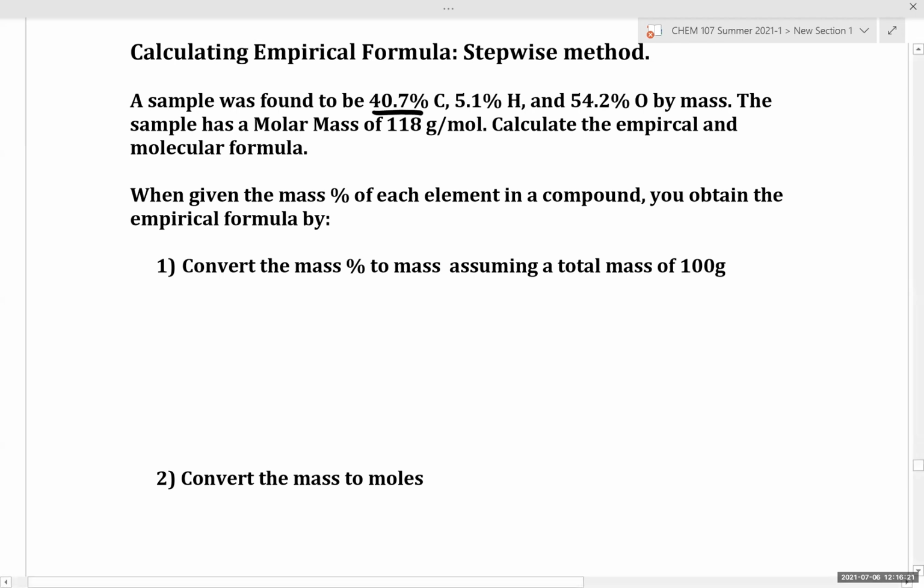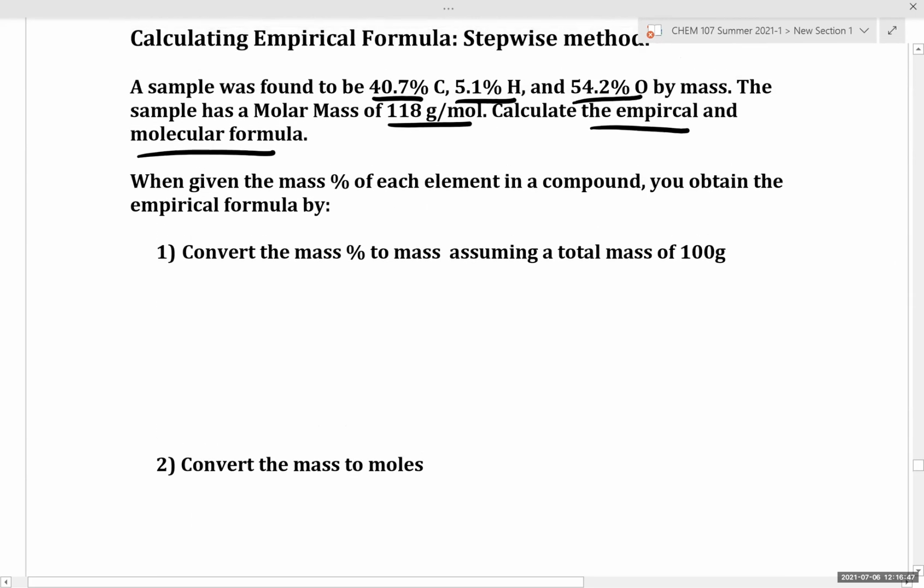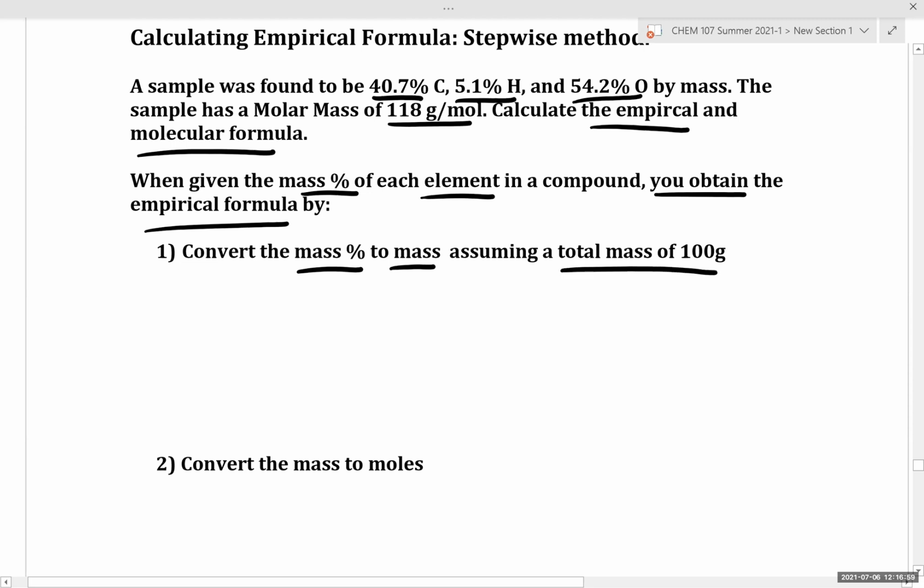So a sample was found to be 40.7% carbon, 5.1% hydrogen, and 54.2% oxygen by mass. The sample has a molar mass of 118 gram per mole. In this case, we're asked to calculate the empirical and molecular formula. Okay, so following our step-by-step guide, since we're given the mass percentage of each element in a compound, you can obtain the empirical formula by converting the mass percentage to a mass, assuming a total mass of 100 grams.